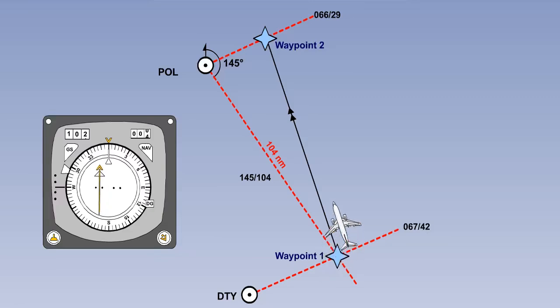The RNAV now continually computes the aircraft position with respect to Pole Hill and compares this position with the computed track to determine the cross-track error and the distance to go. Steering demands are fed into the HSI and performed either manually or by the autopilot.